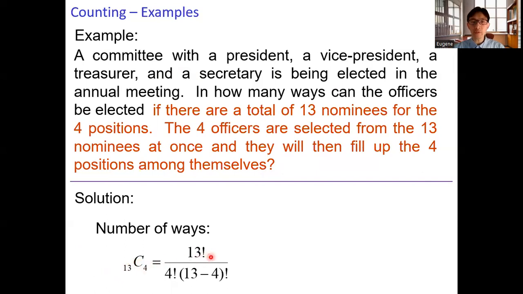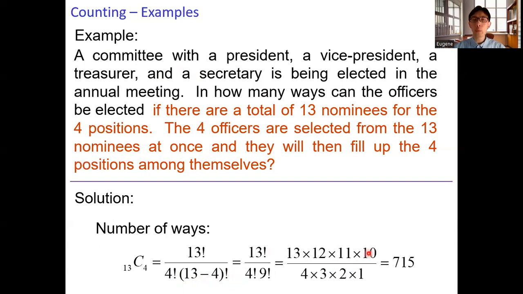which is equal to 13 factorial divided by 4 factorial times (13 minus 4) factorial. Upon calculation, we get the answer 715. There are 715 ways the officers can be elected under this restriction.